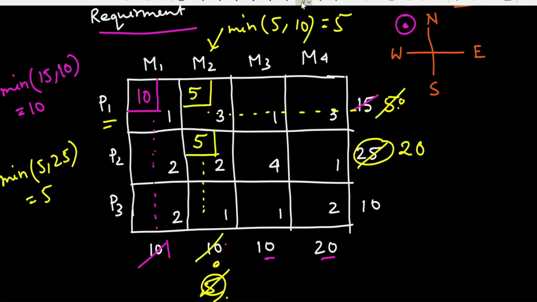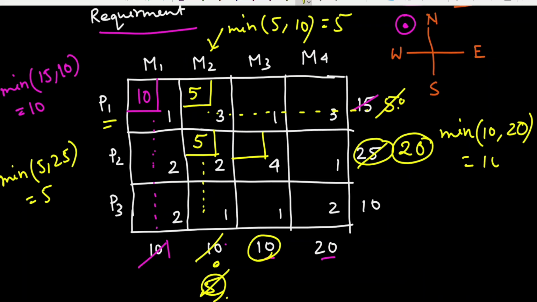Now the next leftmost and uppermost cell is this cell, and we allocate the minimum of requirement and availability. So we write the minimum of 10 and 20, which is equal to 10. So we write 10 units here, and the requirement of market 3 is exhausted. So there is no allocation in this cell.